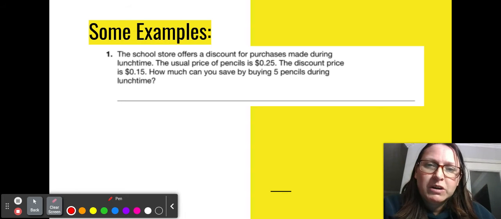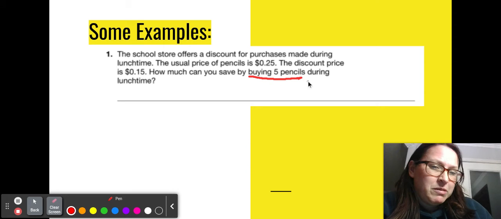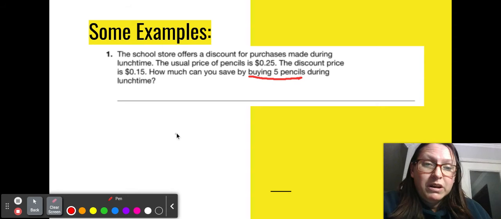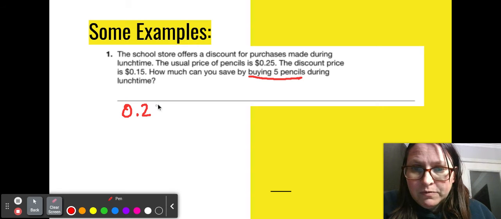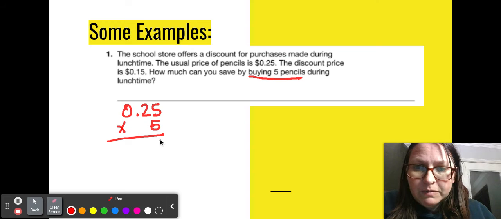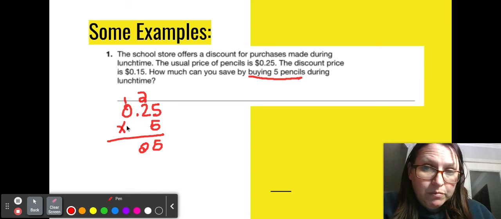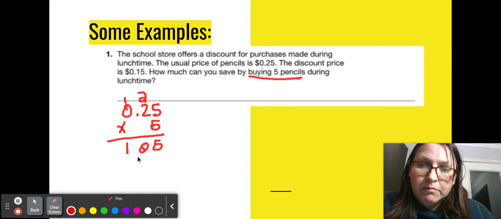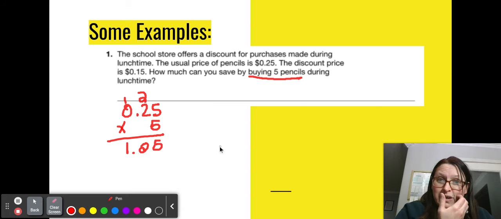When I'm looking at this question, I'm thinking, okay, I want to buy 5 pencils and I want to know how much I need to save. So what if I bought 5 pencils at regular price? So I've got 0.25 times 5. Okay, 5 times 5 is 25. 5 times 2 is 10, 11, 12. Move my decimal over. So I'm paying $1.25 for 5 pencils at regular price.